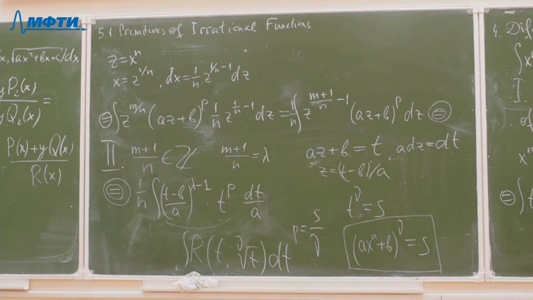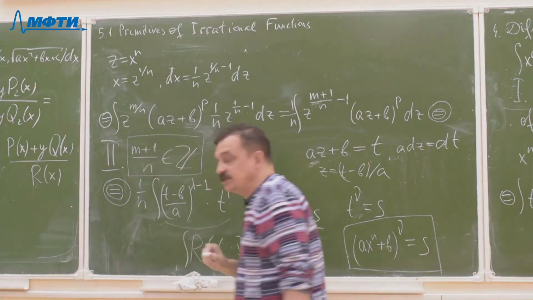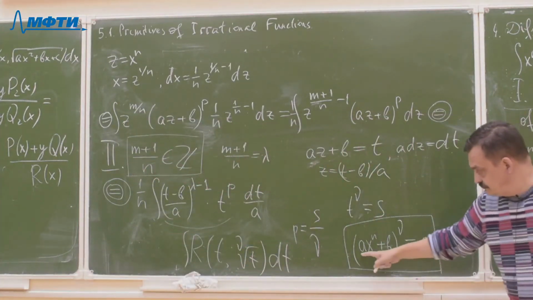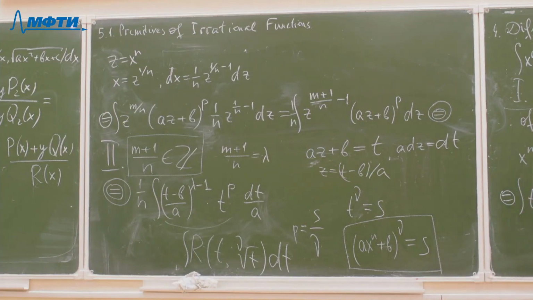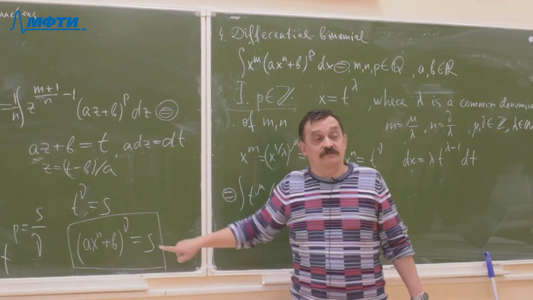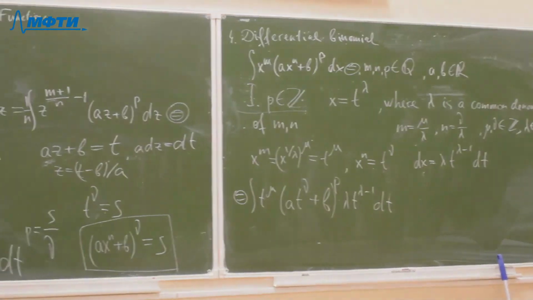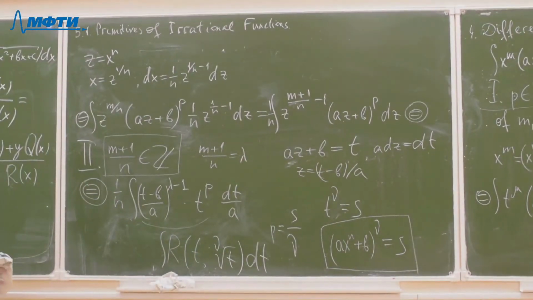So it means, look, second case, when m plus 1 over n is an integer, then the substitution is the following. We should represent (a x to the power n plus b) to the power of the denominator of this p as a new variable. And there is a third case when we can do it.